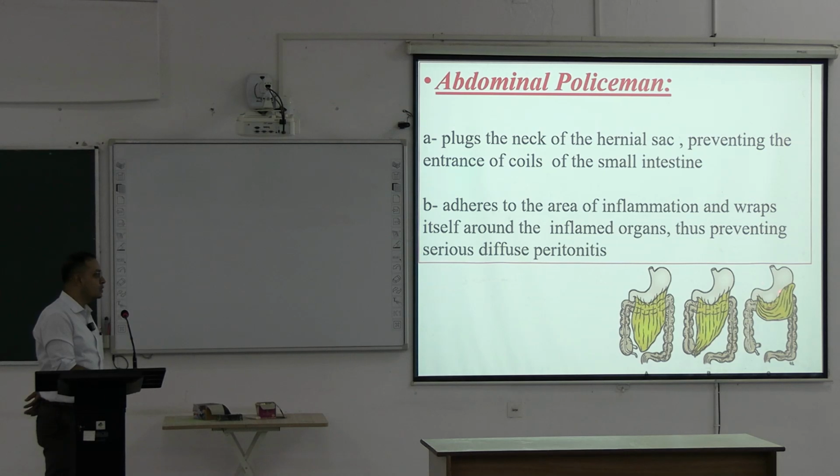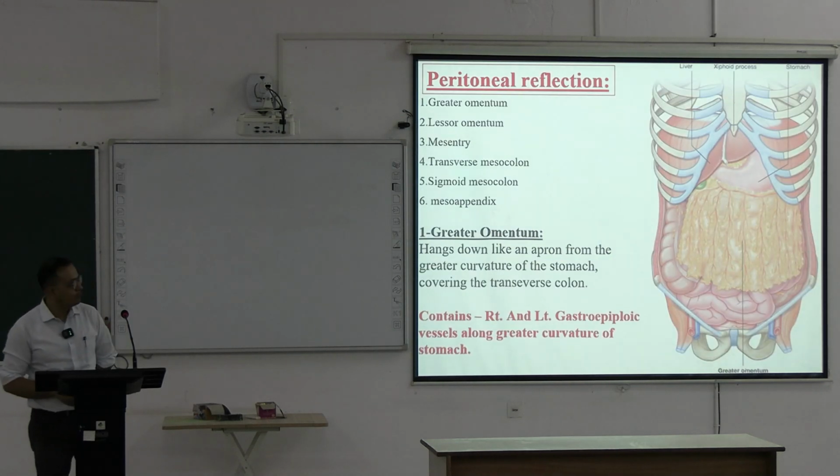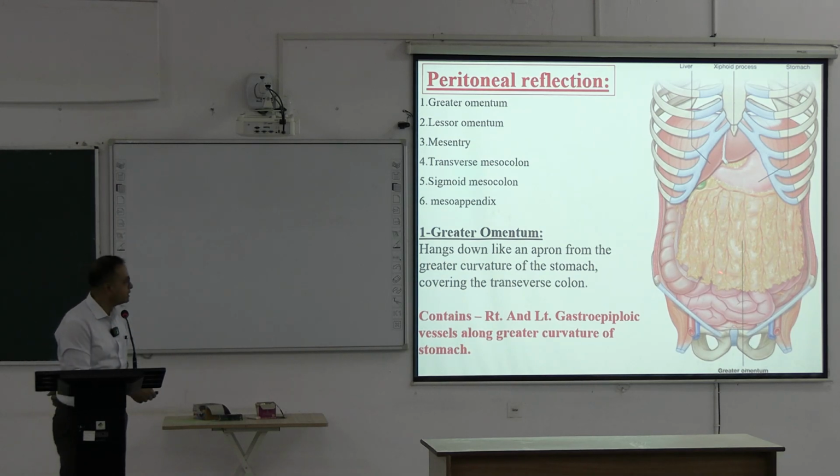This greater curvature, we call them the policeman of the abdomen. Why do we call them the policeman of the abdomen? If anything troublesome is happening inside the abdomen, this greater omentum, which is hanging like a drape or apron, moves in that direction. Say, for example, this is the normal healthy peritoneum, and the greater omentum should look like this.